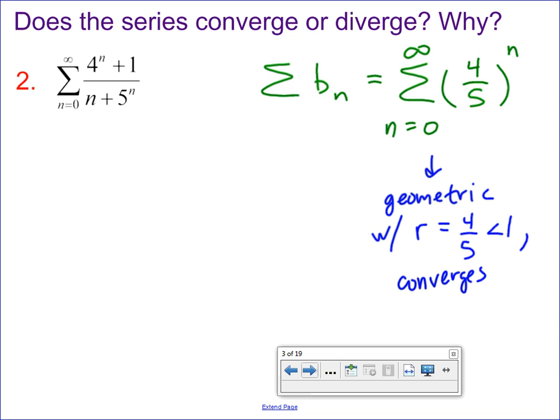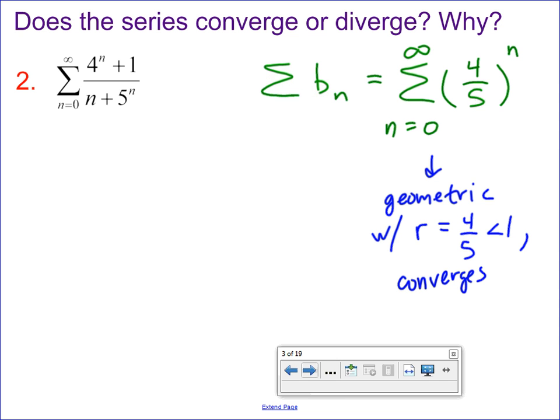But for direct comparison, we just need to be able to find some integer N where this original is less than or equal to my known b sub n forever after. As we start incrementing n up, very soon this becomes less than. So let's let n be 1. That would be 4 plus 1 is 5 over 1 plus 5 is 6. That's 5/6 as opposed to 4/5, and is 5/6 greater than or less than 4/5? Greater than again. Let's increment our counter again.